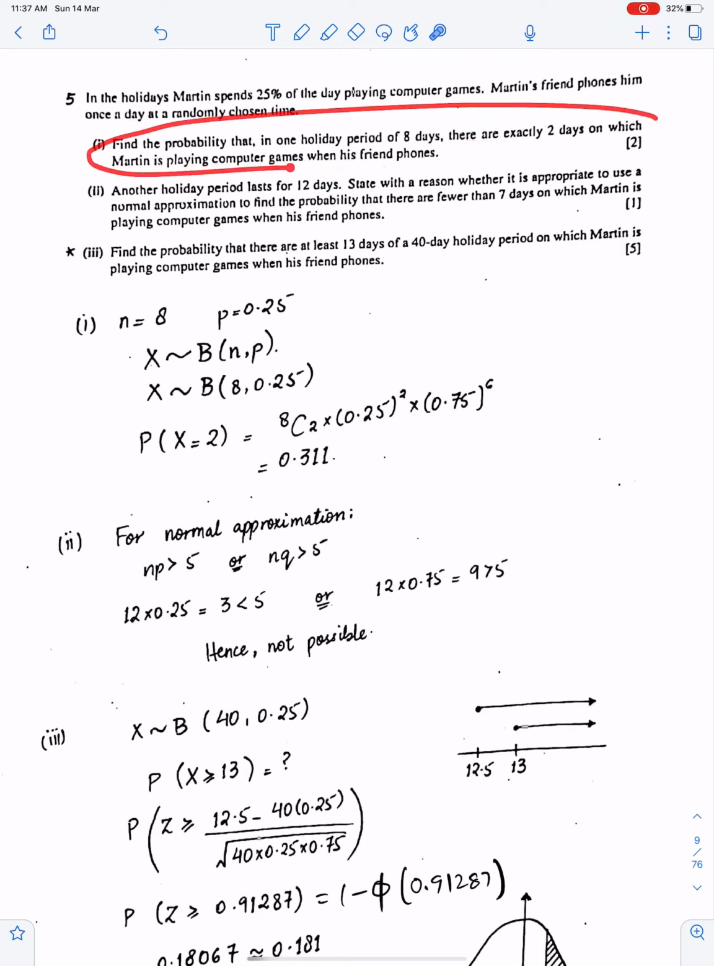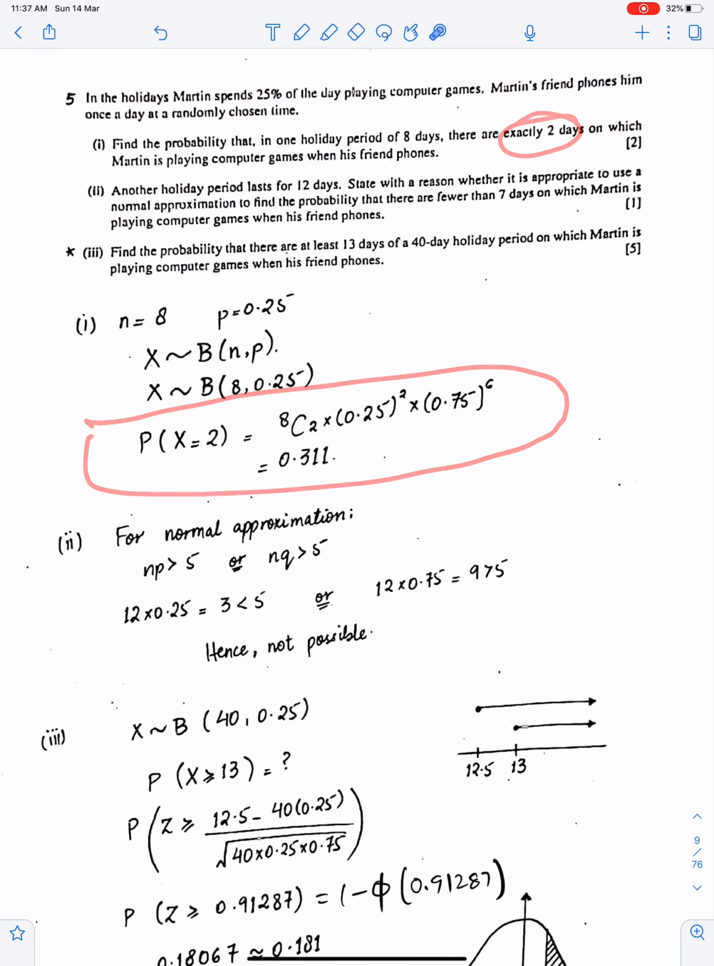So this is a question of binomial distribution. n is 8 and p is 0.25, and we need the probability of exactly 2. So you know how to solve this through binomial.